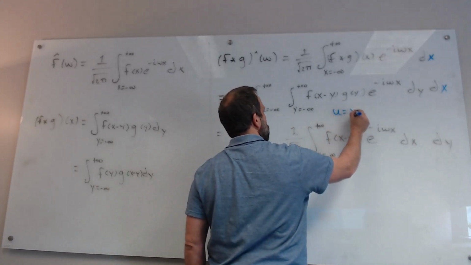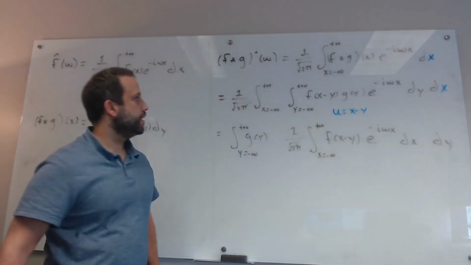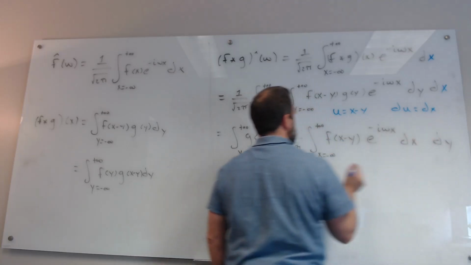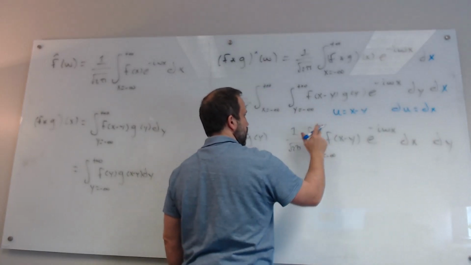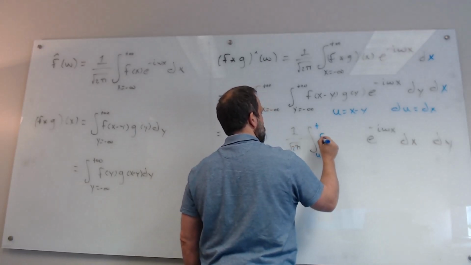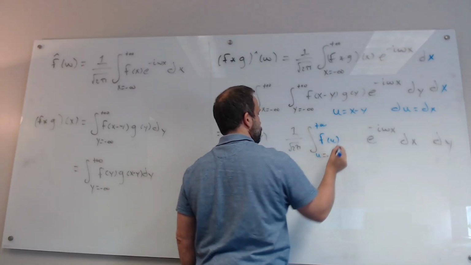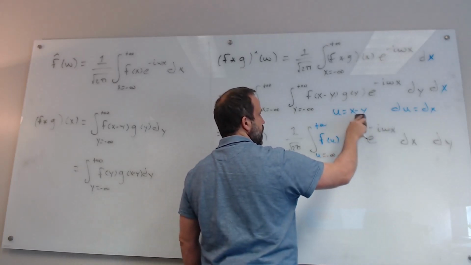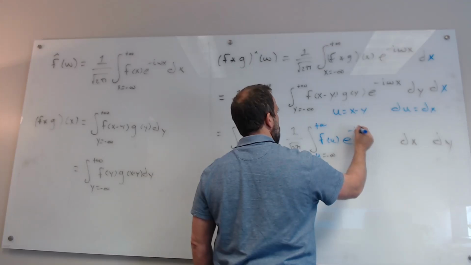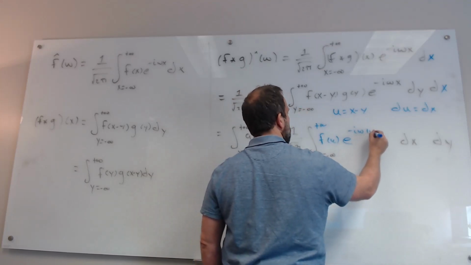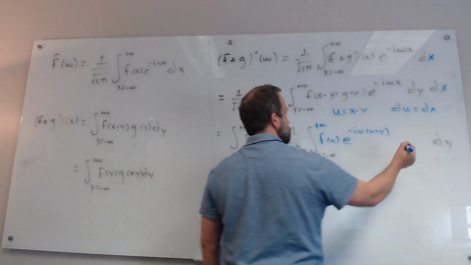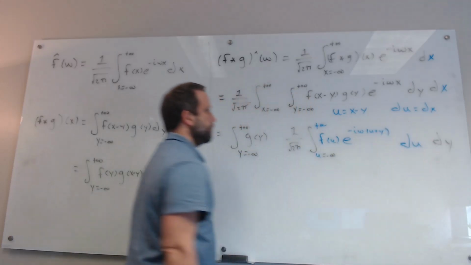I'm going to say u is equal to x minus y. Then du is equal to dx. So this will go u equals minus infinity to positive infinity. This is now going to be f of u. And in this exponential function, x is equal to u plus y. So this is e to the power of minus i omega times u plus y, and dx is equal to du. Okay, so that's what we have.